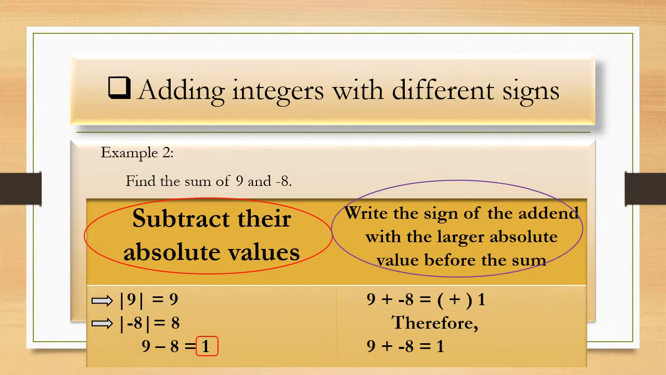Now let's write the sign of the addend with the larger absolute value before the sum. Since 9 has the greater absolute value, the sign of the sum must be positive. Therefore, 9 plus negative 8 is equal to 1.